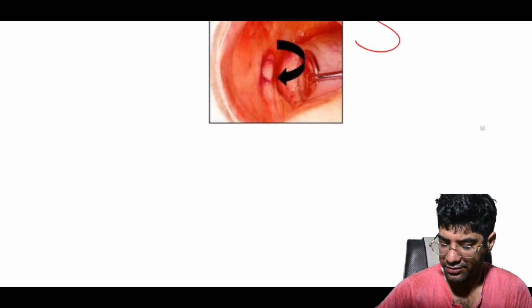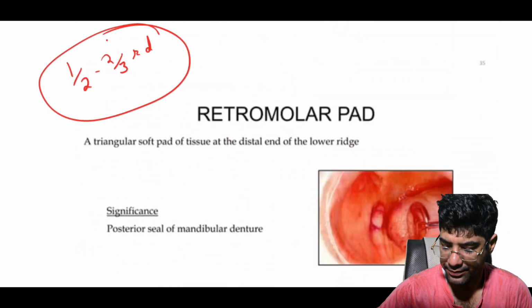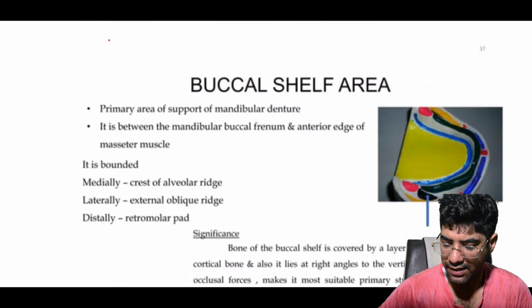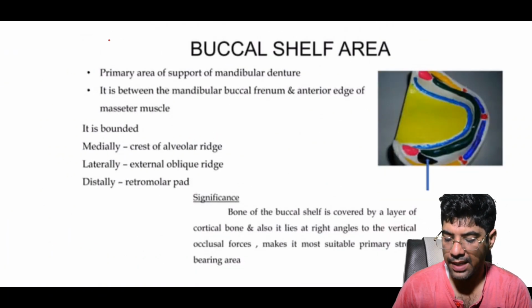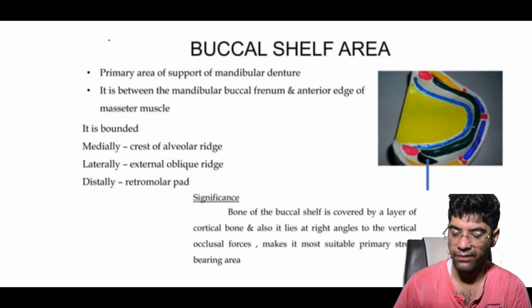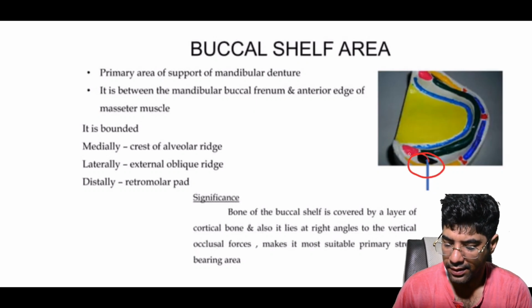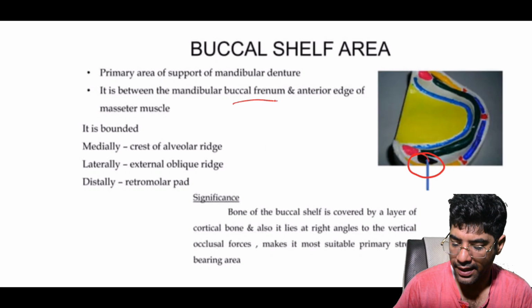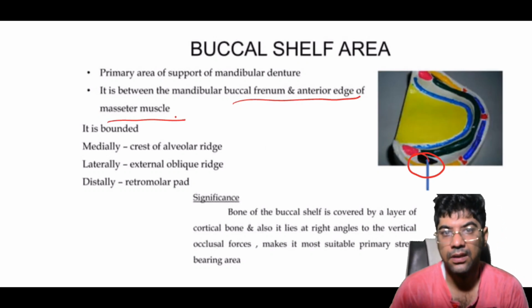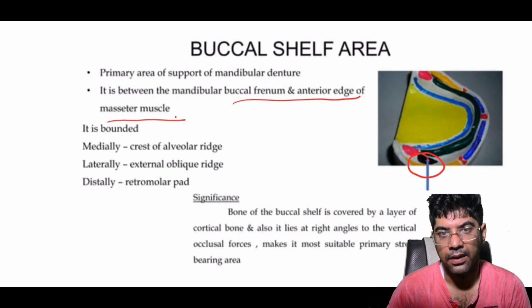Now let us discuss the supporting structures. First is the buccal shelf area. The primary area of support of the mandibular denture is the buccal shelf area. It is between the mandibular buccal frenum and the anterior edge of the masseter muscle. This area has a thick submucosa and is perpendicular to the occlusal forces, which makes it a primary stress bearing area.